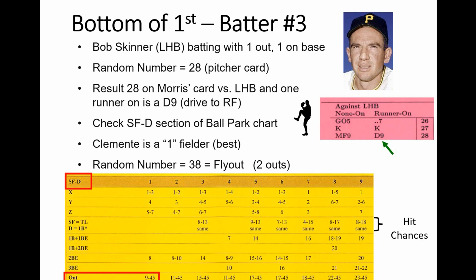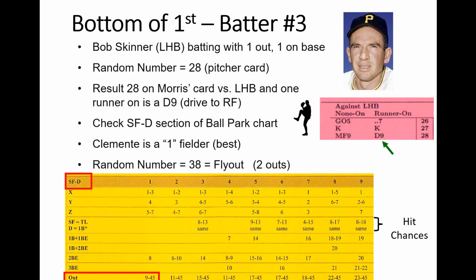Random numbers 28. That goes to the pitcher card. Result number 28 on Morris's card against the left-hand batter with a runner on is a D9, which is a drive to right field. Now, D is another type of result that drives you to the ballpark card, no pun intended. There's a section called SF-D. So either SF results, short fly results, or the D results lead you to here.